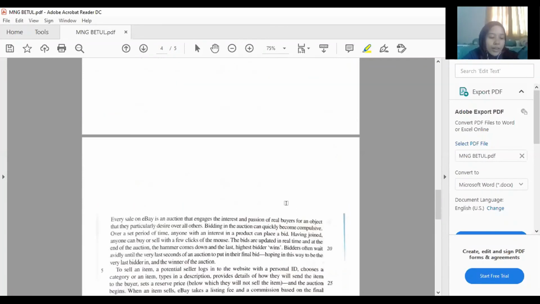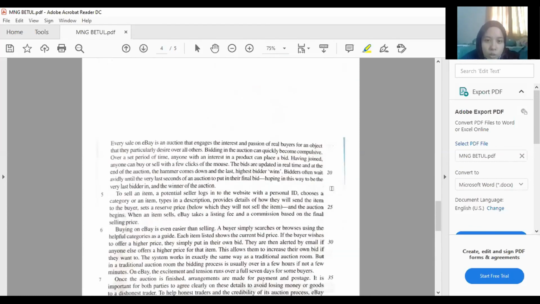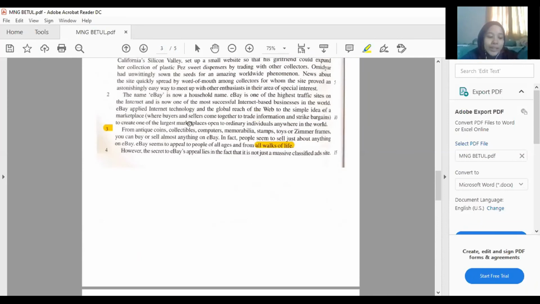Right after we have decided, the phrase "all walks of life", line 14, means: people with lots of hobbies, people from all over the world, people from different social classes, or collectors who want to sell their collections. From here, we need to use the contextual clues that require us to use clues from another sentence. From antique coins, collectibles, computers, memorabilia, stamps, toys, or even frames, you can buy or sell almost anything on eBay. In fact, people seem to sell just about anything on eBay. eBay seems to appeal to people of all ages and from all walks of life.